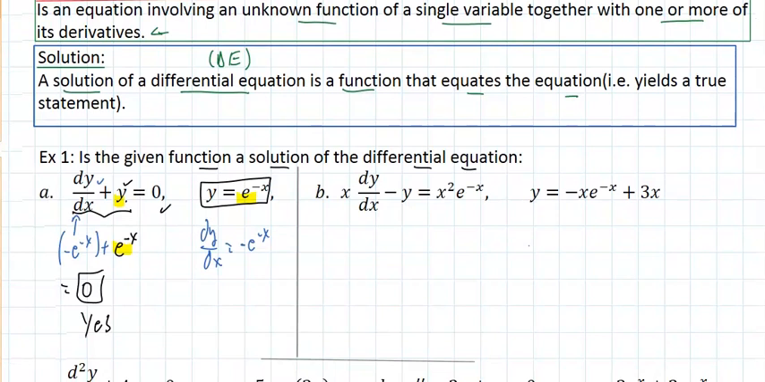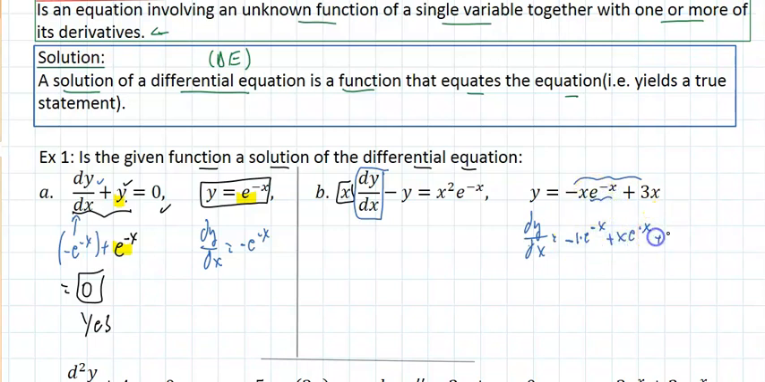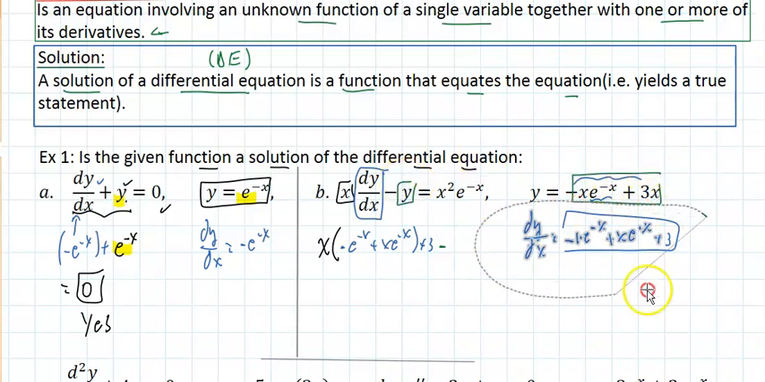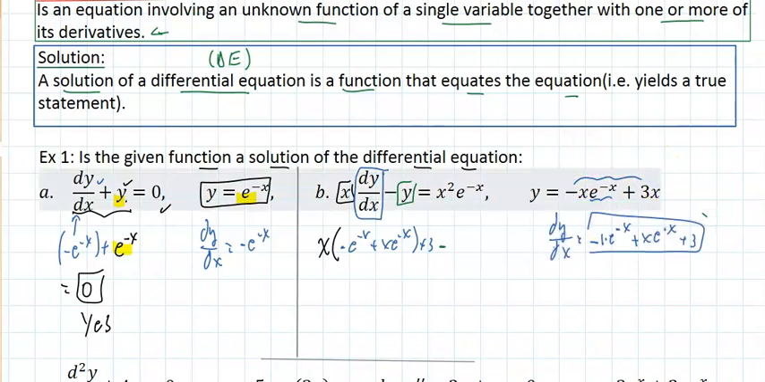How about part B? Part B says if you take x, multiply it by the derivative of this, well, there's y. What's the derivative of that? dy/dx, by the product rule, is negative 1 times e to the negative x plus x e to the negative x, because when you take the derivative of this, you pick up a negative, plus 3. So they're asking if I take x and multiply that by the derivative, here's the derivative. The derivative is negative e to the negative x plus x e to the negative x plus 3, minus y. And y is right there. Y is really negative x e to the negative x plus 3x. And would you get this as an answer?